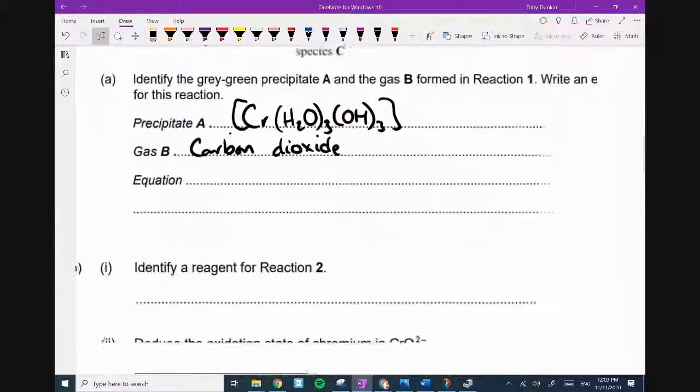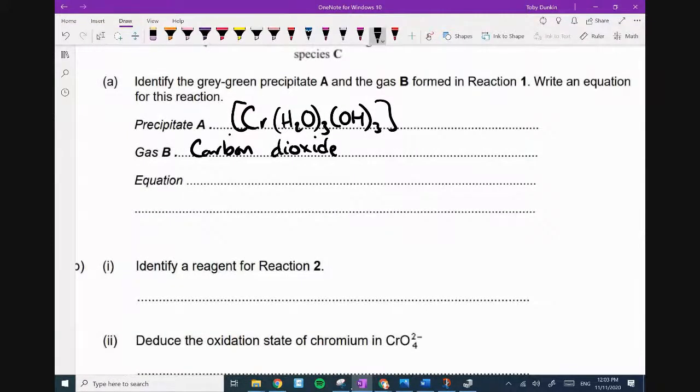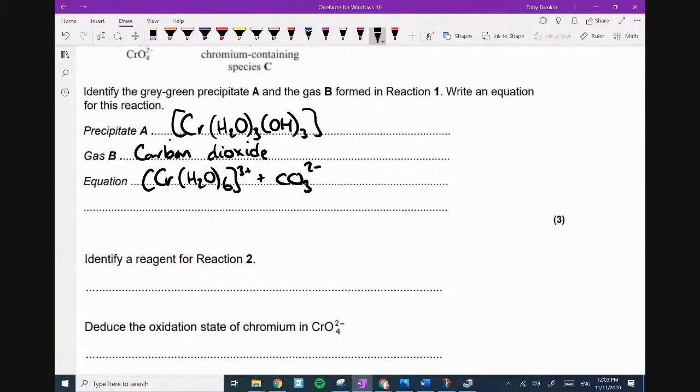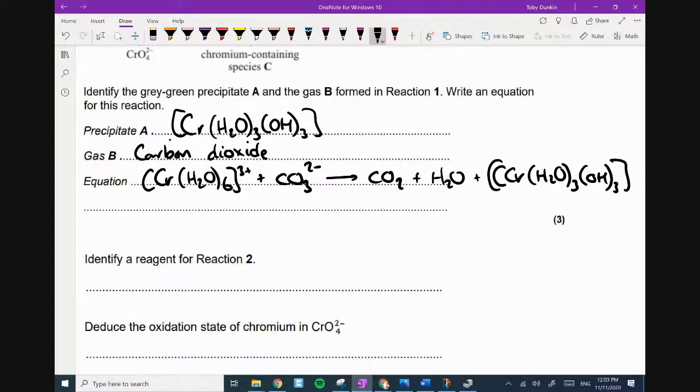What's the equation? Much more challenging equation here now, folks, because we've now got the chromium hexaaqua 3 plus reacting with the carbonate ions. Now, the sodium doesn't need to be used. Just to let you know, you can just disregard the sodium. What we're going to form is CO2, water, and the chromium triaqua trihydroxy complex. And yes, it's tricky trying to do this all on one line. Totally understand that. And that complex, of course, has no charge, so it's a green precipitate.